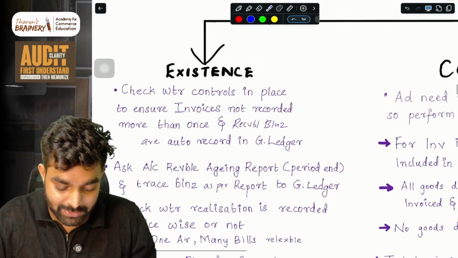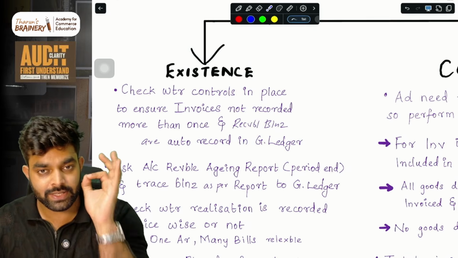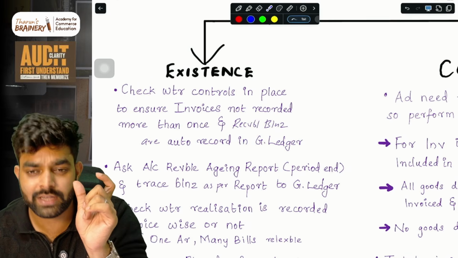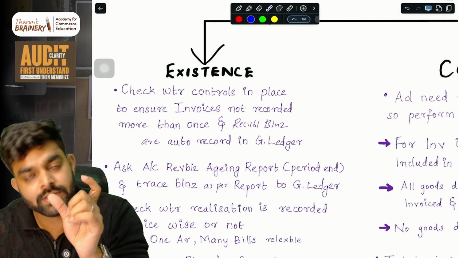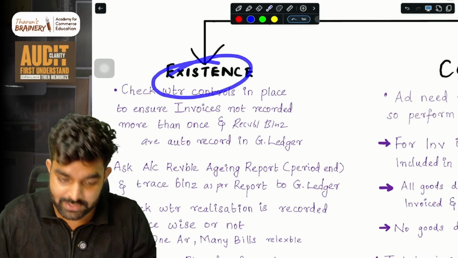So trade receivable is important, which is how to check the existence of trade receivable. That is, whether the debtors amount is shown in the balance sheet. In the balance sheet, debtors amount will be shown. How to check whether that debtor actually exists? Is it a fake debtor or not? Whether he actually exists, how will we check? That is checking the existence.